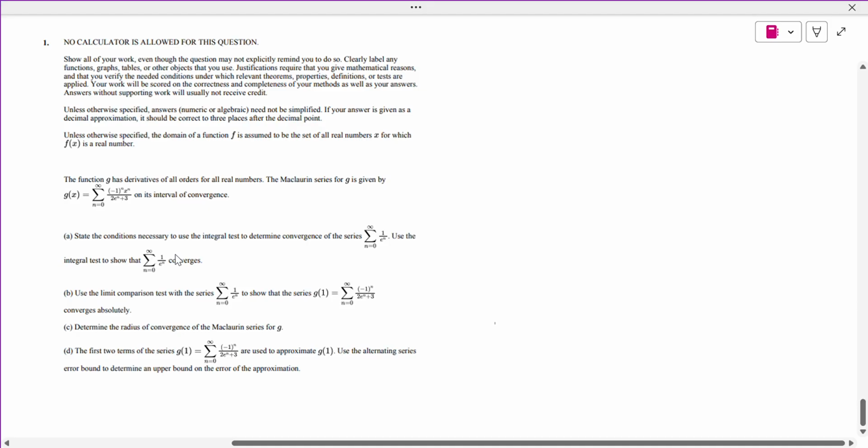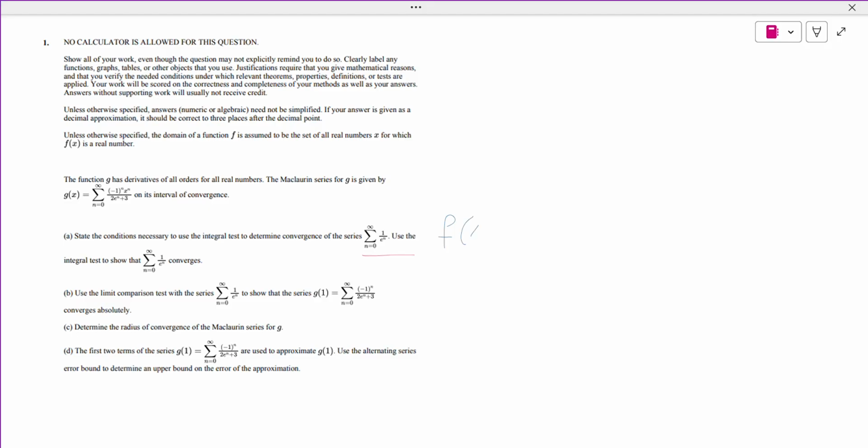So we have this series of part A. f of x is equal to 1 over e to the power of, I'm replacing n with x, which is e to the power of minus x. So there are three conditions to use the integral test. What are they? Continuous, positive, and decreasing.